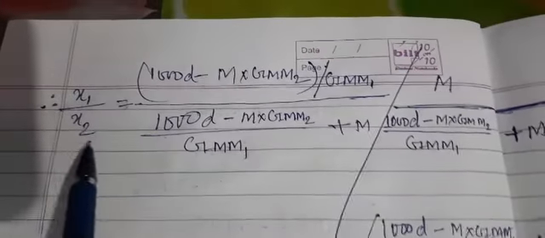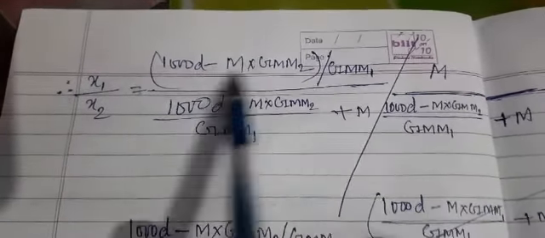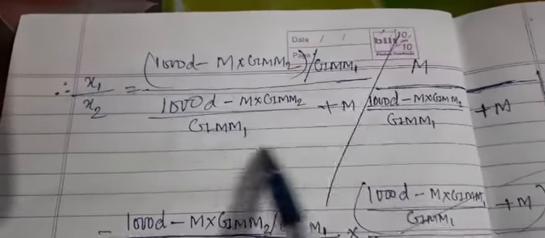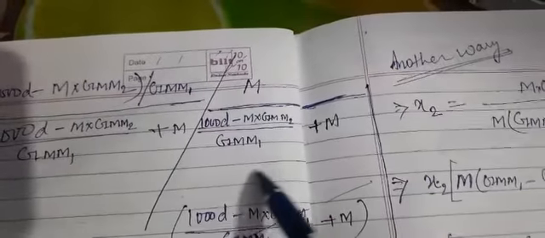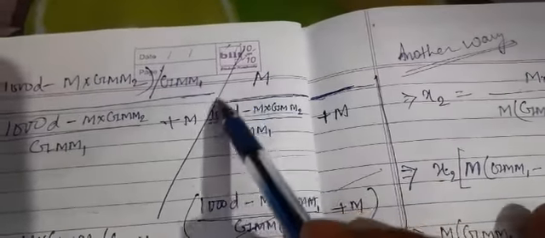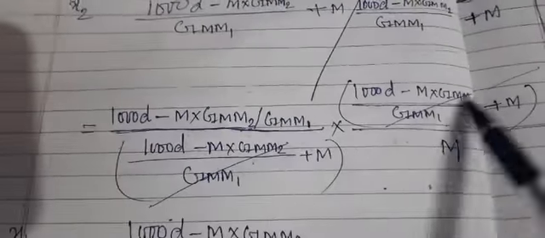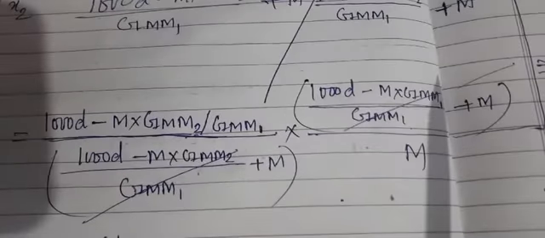Okay, so now I will find out the ratio of x1 to x2. We have written the ratio of x1 to x2. This is the entire expression of x1, and this is the entire expression of x2. We have made the calculation. This one and this one get cancelled. This one and this one get cancelled.